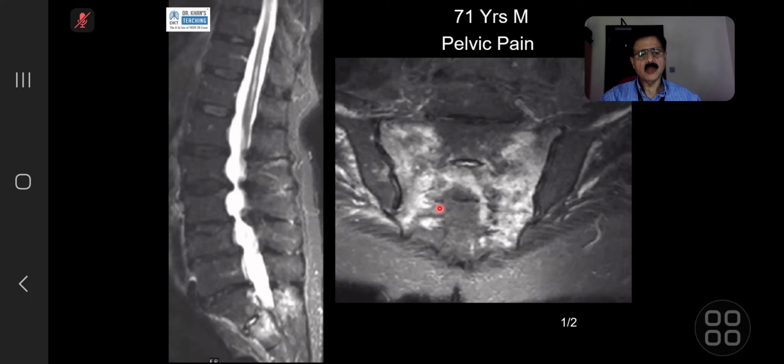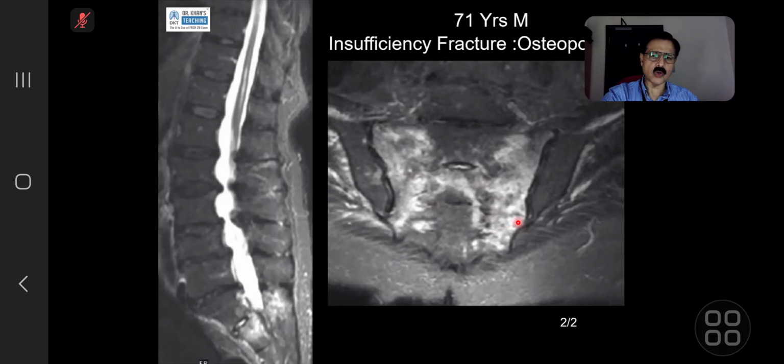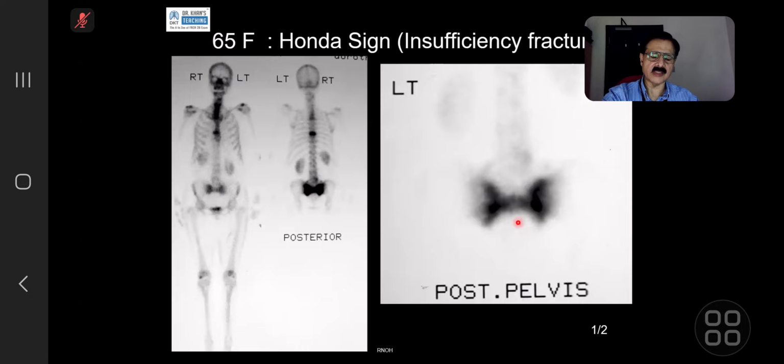Osteoporosis fractures. So this is a STIR sequence, where bone marrow edema can be seen in the sacrum. And look at the shape. It is H shape. We call it Honda sign. And this Honda sign, of course, again, this is an exam case on a nuclear scan. It can come on a nuclear scan. So this is Honda sign.